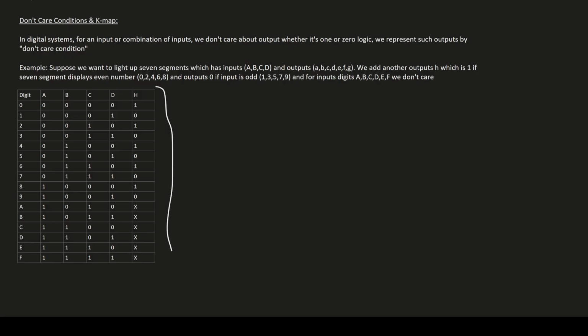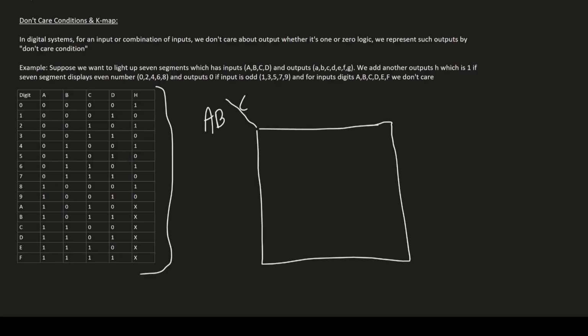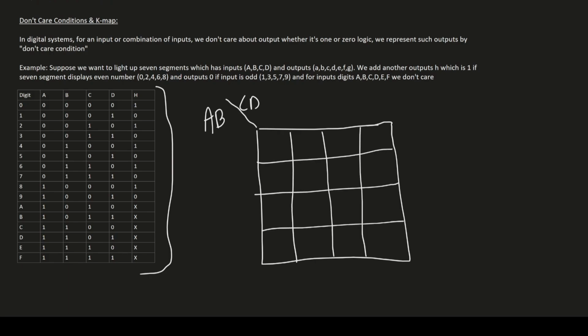So let's first do the K-map for this example here. This is up to 15, so we need a 4 column, 4 row K-map. So that's AB and that's CD, and we need 4 columns and 4 rows. And we'll have here 0, 0, 0, 1, 1, 1, 1, 0. Same here for CD, 0, 0, 0, 1, 1, 1, 1, 0.